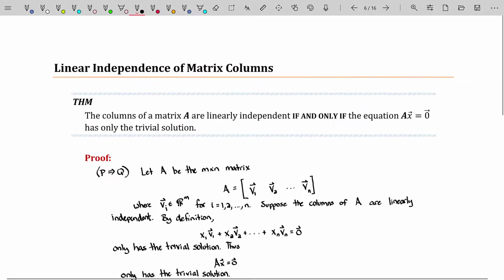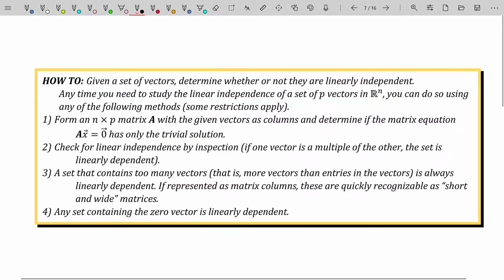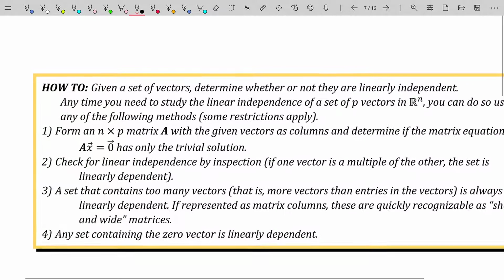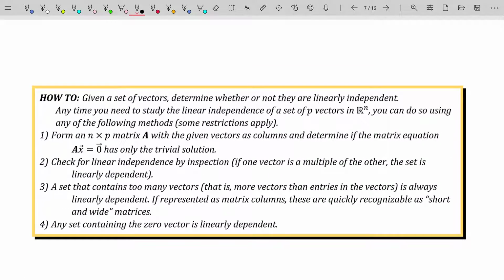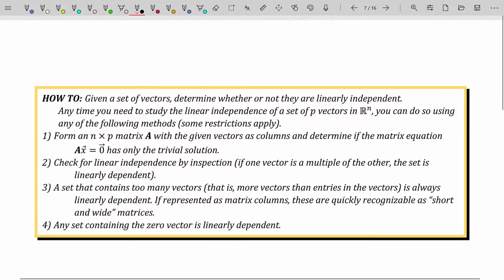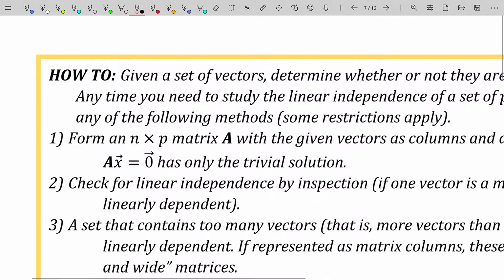All right, now that I've said that, let's go ahead and step forward to a little bit of advice. And it's kind of unfortunate how I label my advice. I call it a how-to, and I really hate recipes or how-tos in mathematics normally. But sometimes, just for advice or tactics, it's nice to write these down. So how-to: if you're given a set of vectors, determine whether or not they are linearly independent. Anytime you need to study the linear independence of a set of vectors in Rn, you can do so using any of the following methods.